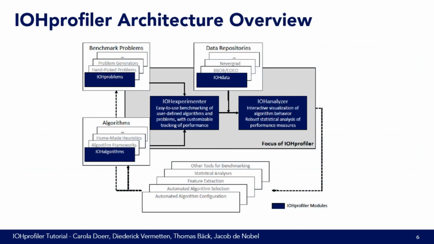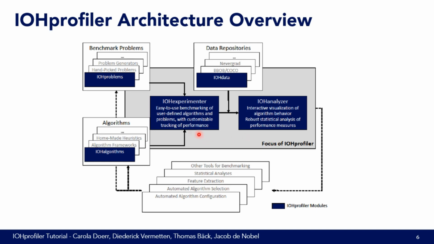So schematically, IOH profiler looks a bit like this. There are separate components to it, which are highlighted here in blue. And each of these components can be taken and accessed on its own, or you can integrate them into a larger pipeline for doing whatever benchmarking setup you want to do. So if we start looking at the core component, this gray box is the real focus of the IOH profiler project from the start.